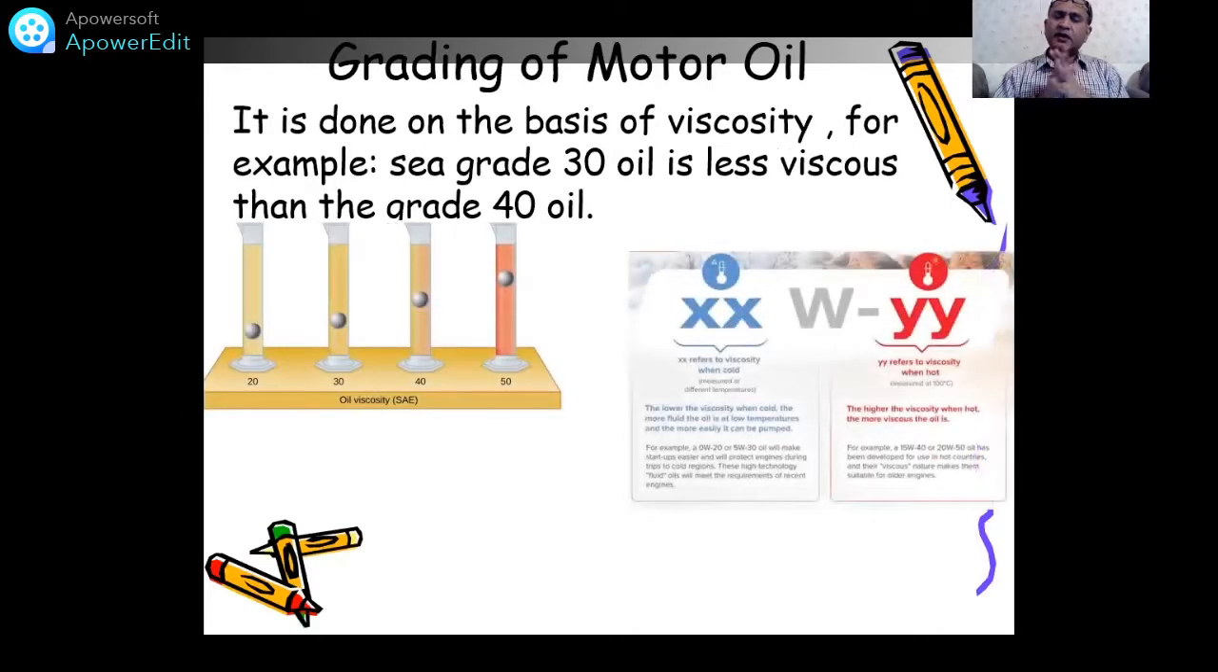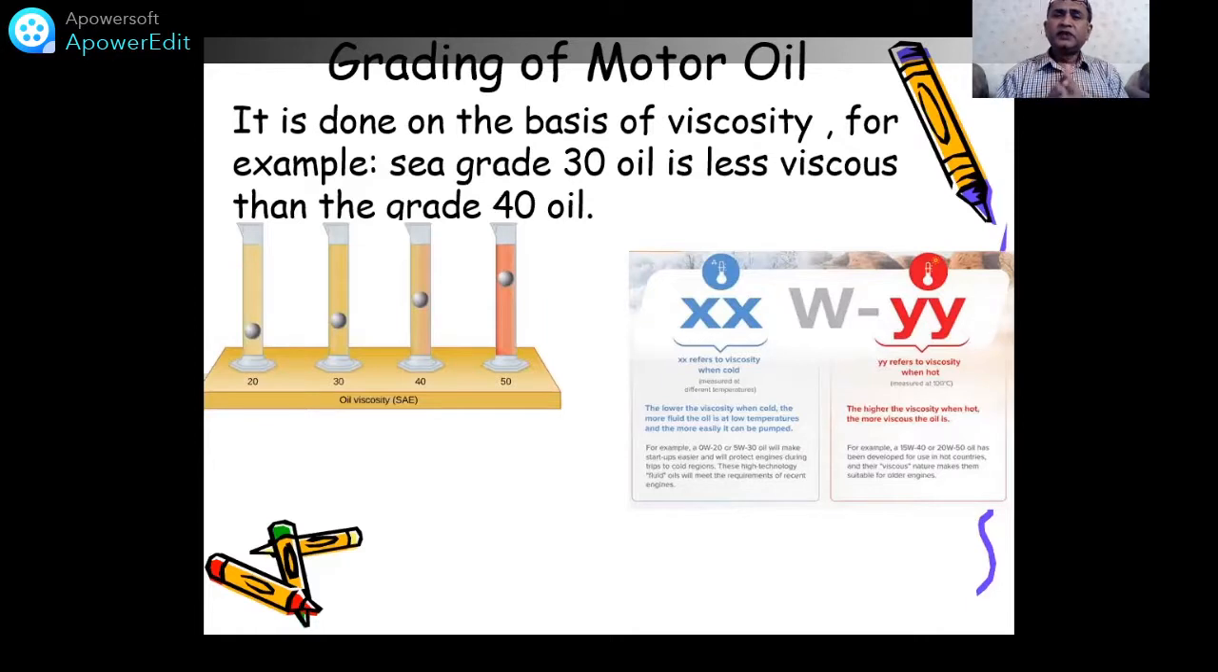Last slide. Viscosity plays a very important role in our daily life. If you want to transfer some liquid from one place to another, like oil, or water from the ground tank to the upper tank, you will need some machine, right? That machine is installed on the basis of the viscosity of water, considering the other factors also. So viscosity tells us how many horsepower motor is needed to transfer a liquid from one point to another.